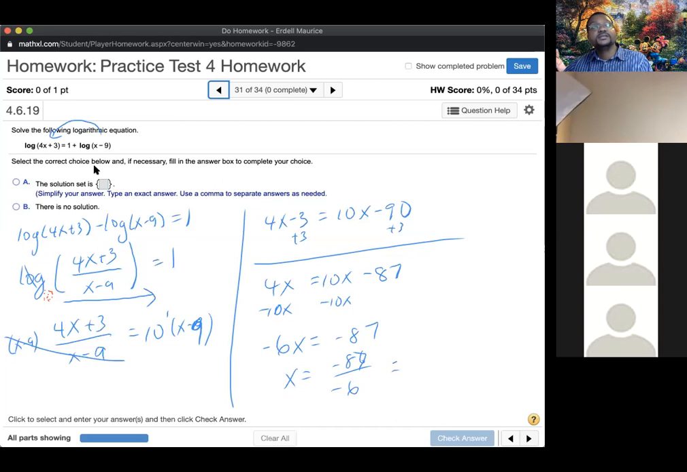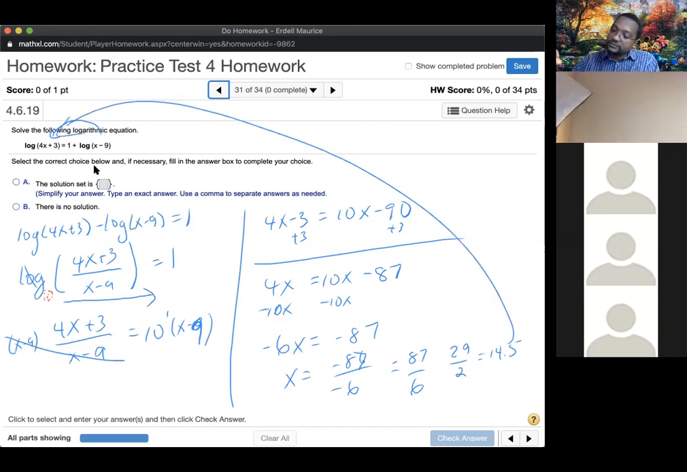Can 87 be divided by 6? No. Can 87 be divided by 3? Yes, it can. 3 goes into 8 2 times. Carry the 2. 3 goes into 27 9 times. 3 goes into 6 twice. So that's 29 over 2, which is 14.5. The reason why I did all of that is I have to actually check my answer. So I have to take 14.5 and plug it in. Clearly, if I plug in 14.5, both of those will evaluate to positive values. And so the answer is indeed 29 over 2.